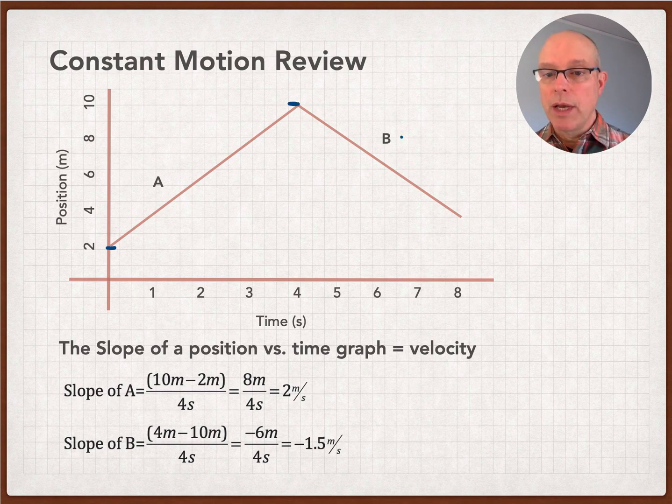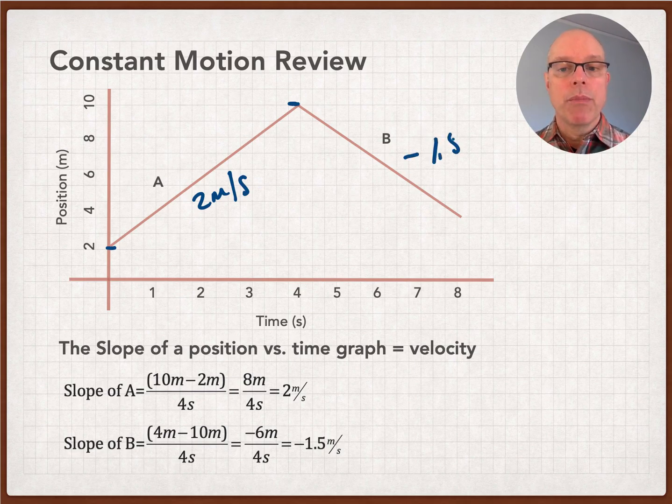You can do the same thing with B. The thing I want you to notice is, do you again see the plus sign coming out and the minus sign coming out really naturally? So you'd say I moved in the plus direction at 2 meters per second for this whole time. And for this whole time, you'd say I moved in the minus direction at 1.5 meters per second the whole time. Okay, so constant slope, constant velocity.